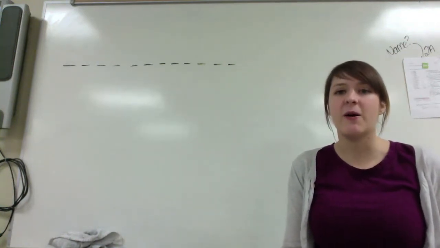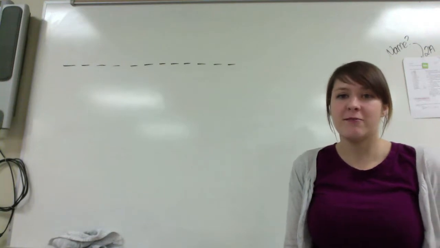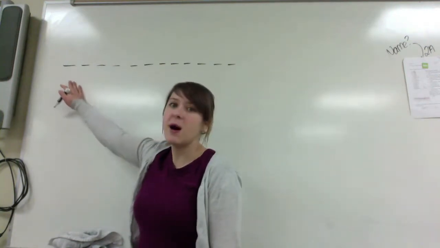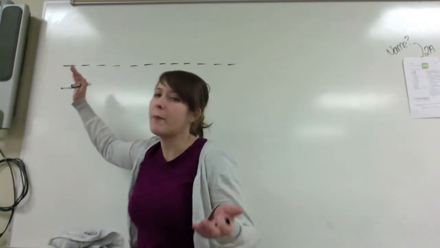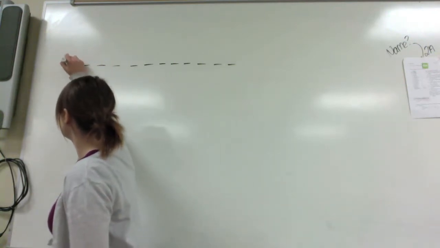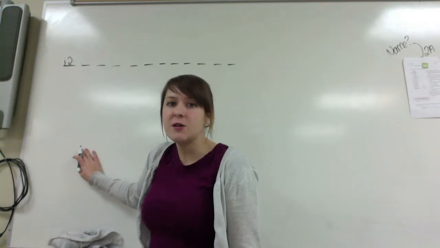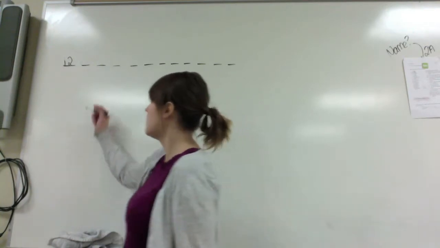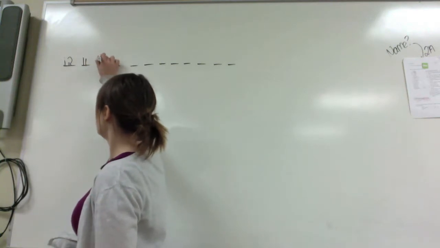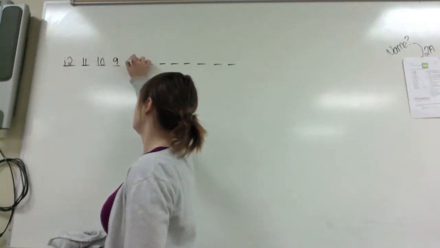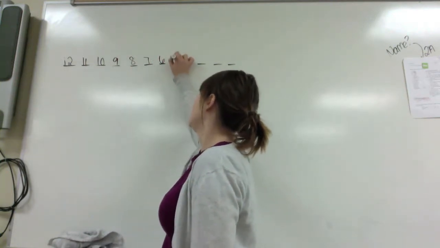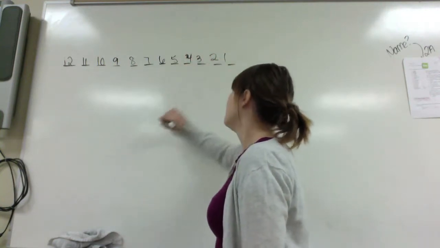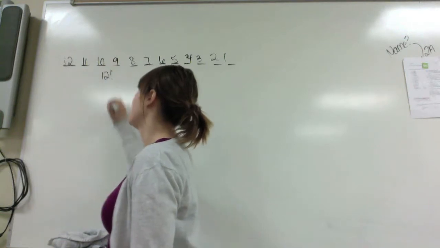Now I need to think about what the possibilities are for each of these spots. So for first place, how many possible teams do I have to choose from? Well, I've got 12 teams that I can choose from. Okay, for second place, now that I've chosen my first place team, I only have 11 teams to choose from. And then I only have 10 teams, 9, 8, 7. You guys get the idea. Okay, basically what's happening here is we have 12 factorial.